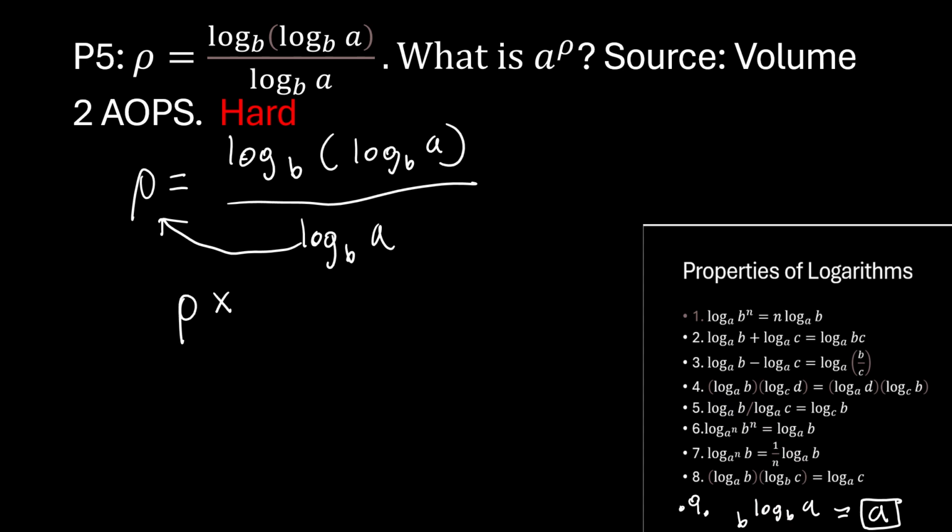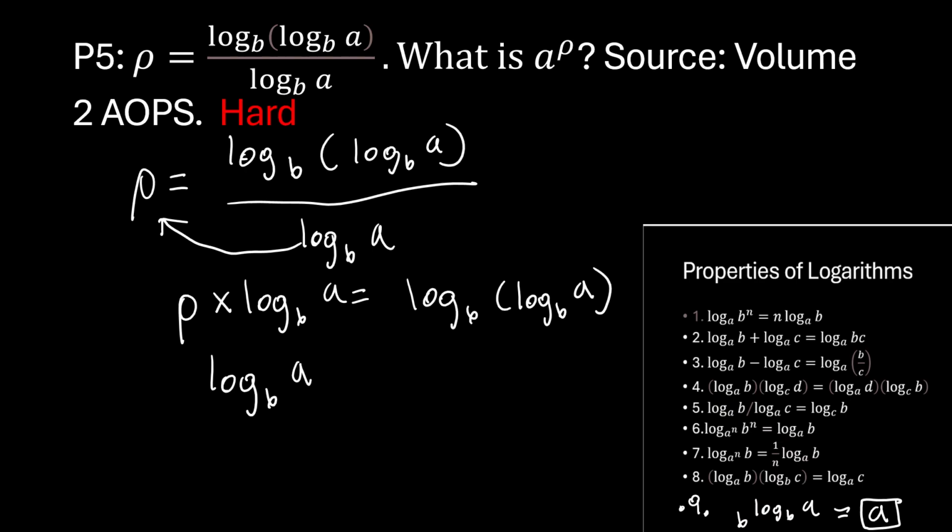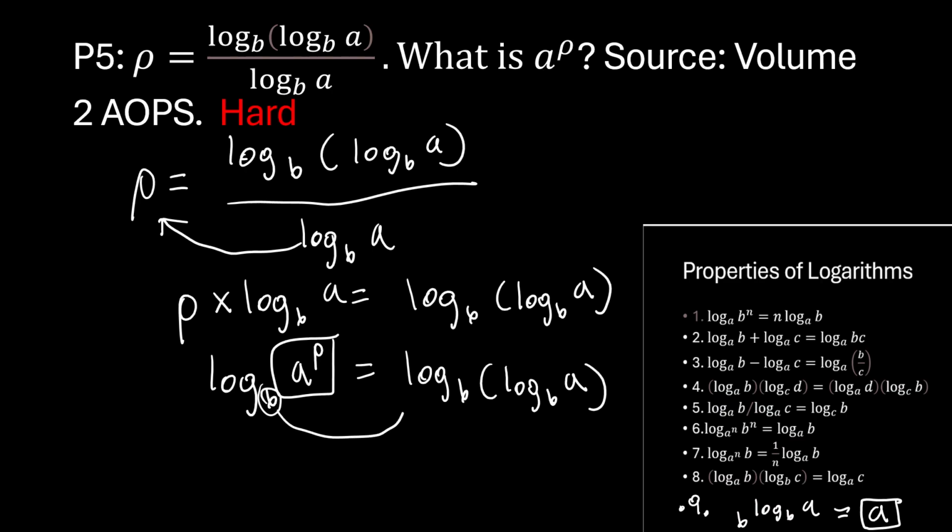So we get p times log base b of a equals log base b of log base b of a. Now we can use property 1 and we'll get log base b of a to the power of p is equal to log base b of log base b of a. And this is what we're trying to solve for. So the most logical thing to do here is move this b here. So we get a to the power of p is equal to b to the power of log base b of log base b of a. Now this is where property 9 comes in.